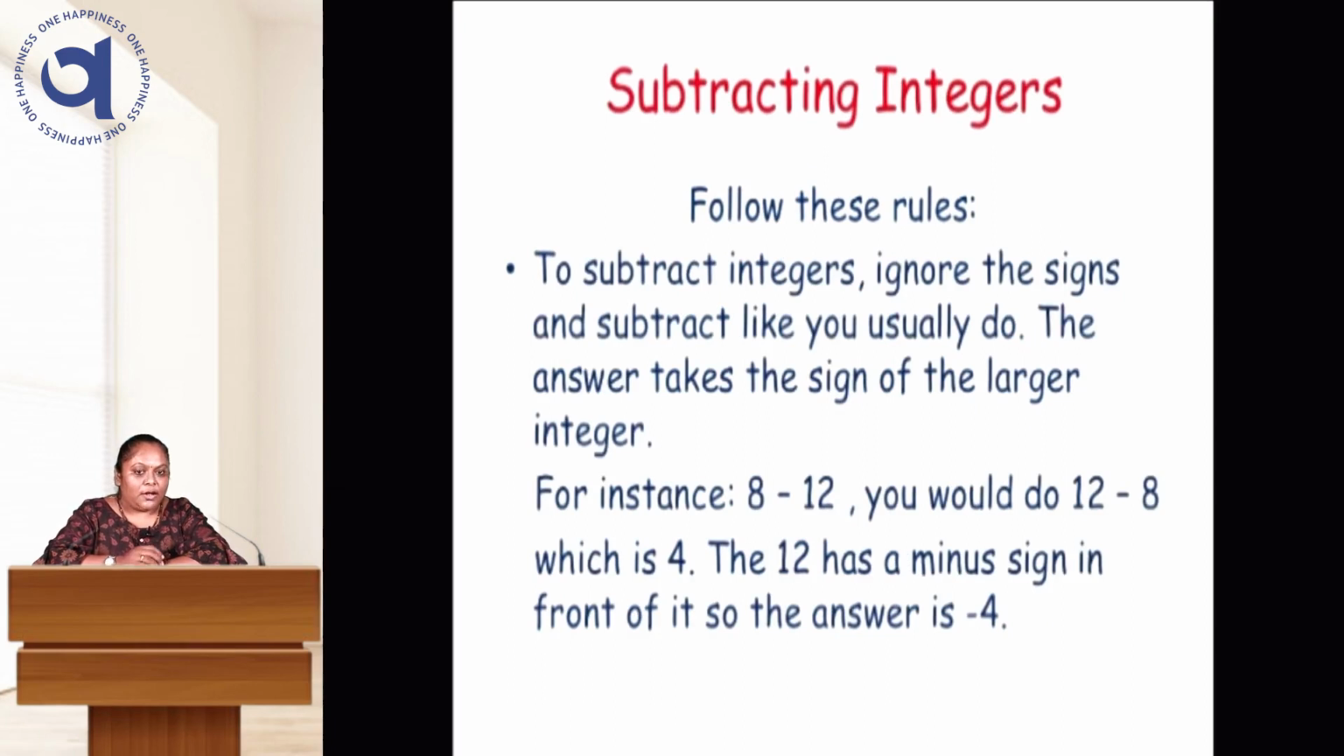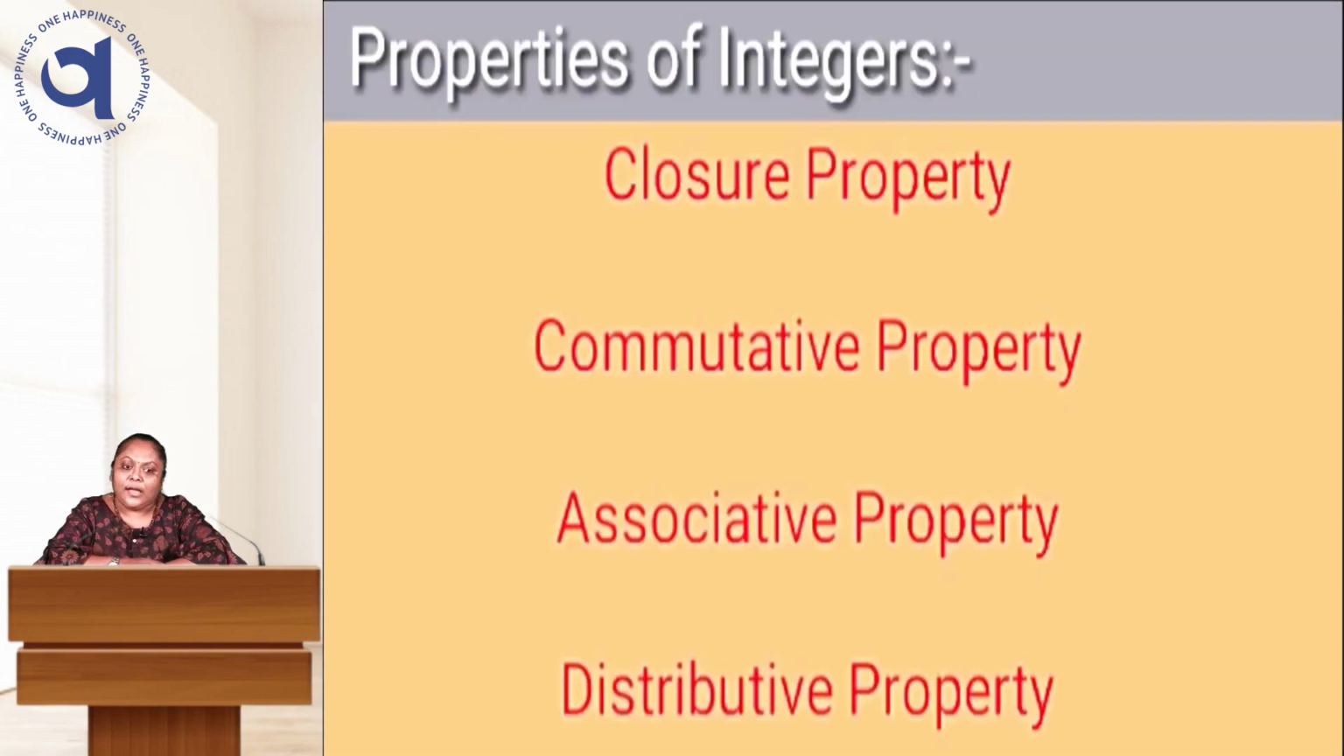Subtracting integers. Now you have to follow this rule. To subtract integers, ignore the sign and subtract like you usually do. The answer takes the sign of the larger integer. That means 8 minus 12: you would do 12 minus 8 which is 4. The 12 has a minus sign in front of it. So, the answer is -4. Means ignore the sign and do this subtraction. Now, what you have to do? Pick out the biggest value's sign and then put that sign in front of the answer.